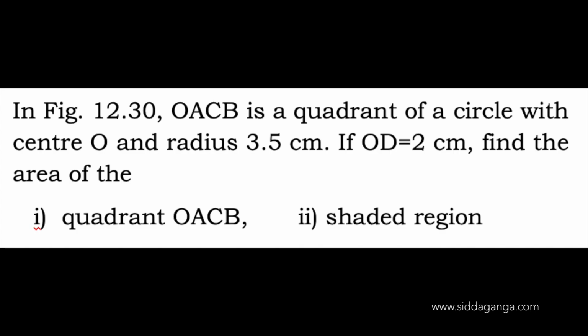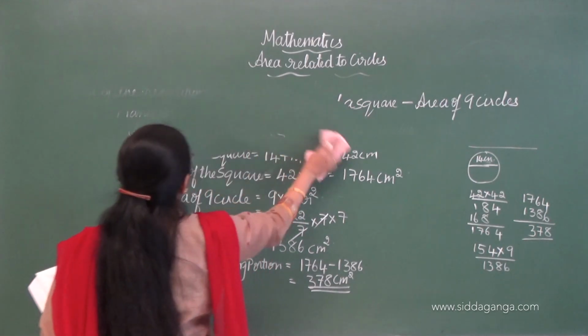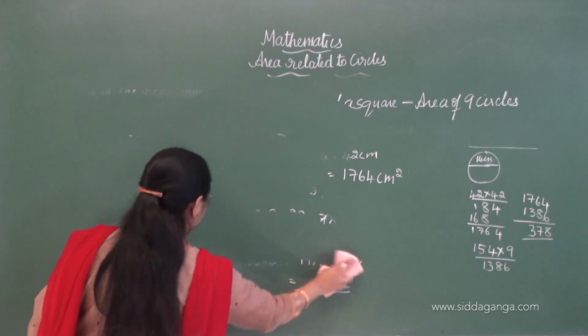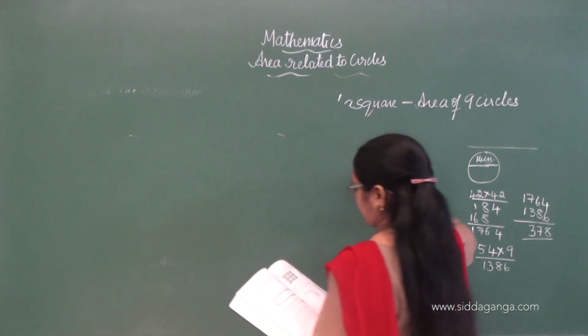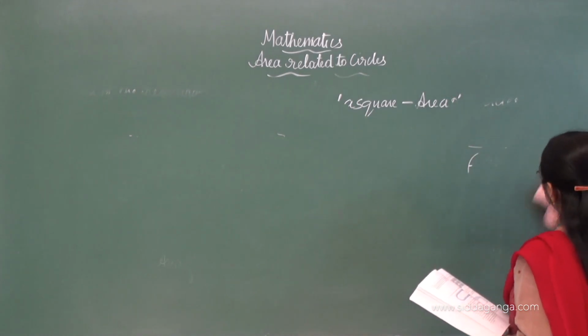Next one, 12th one. In the figure, OACD is a quadrant of a circle with center O and the radius 3.5 centimeter. If OD is equal to 2 centimeter, find the area of the first one, quadrant OACB and second one, shaded region. So here again 2 sub questions are there.